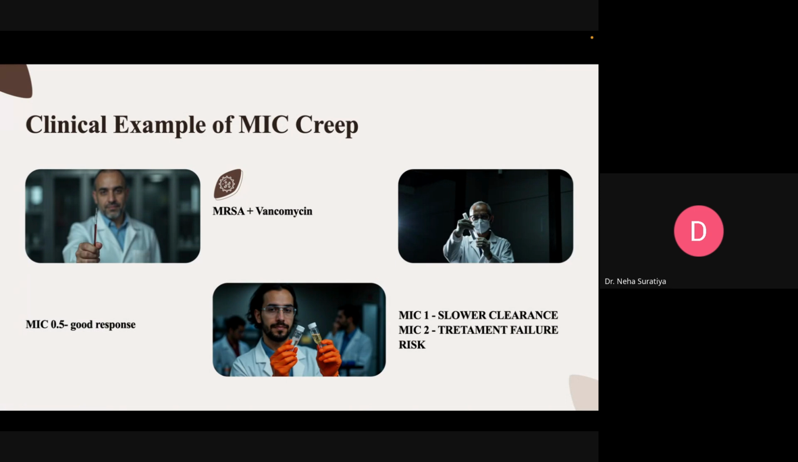So an MIC of 0.5 usually responds well, good response. But at MIC 1, that means clearance becomes slower. At MIC 2, treatment failure risk increases. So even though it may still be reported as susceptible, in this particular case of MRSA, vancomycin is still considered under the green signal, guys. You can use it, susceptible, but you can see the pattern, right? So that's why pharmacists often recommend alternatives to vancomycin.